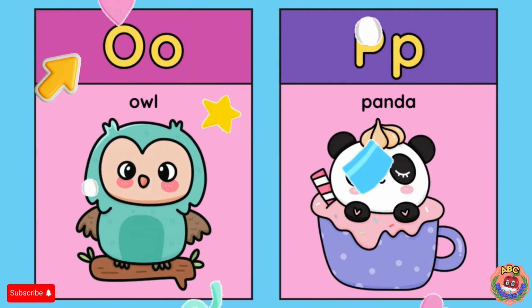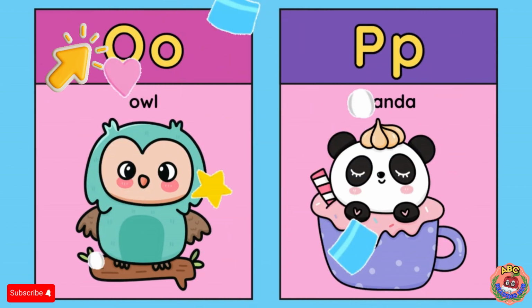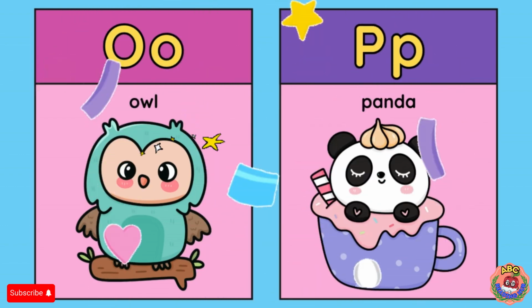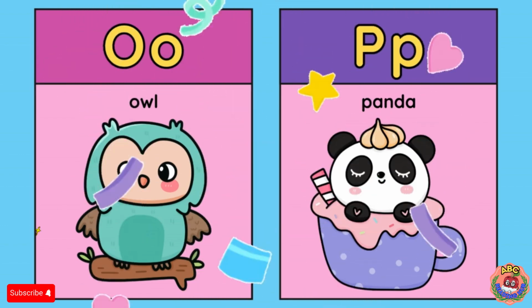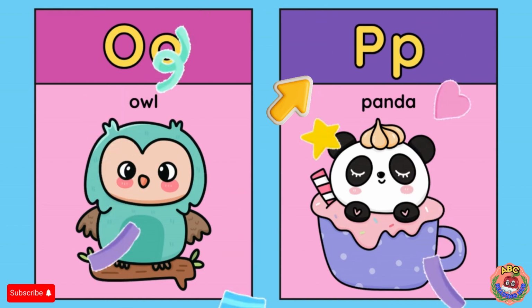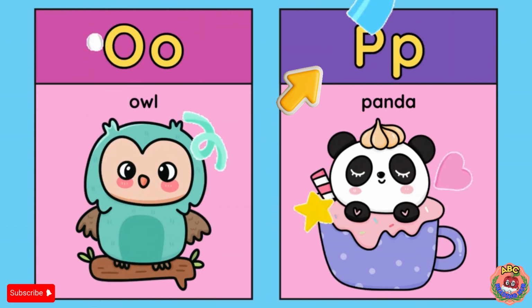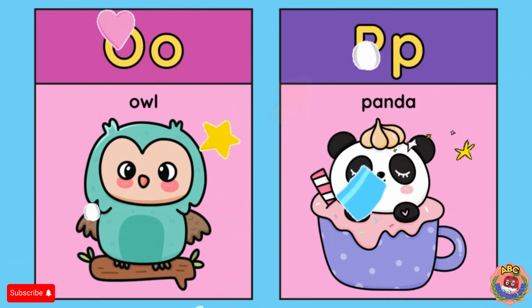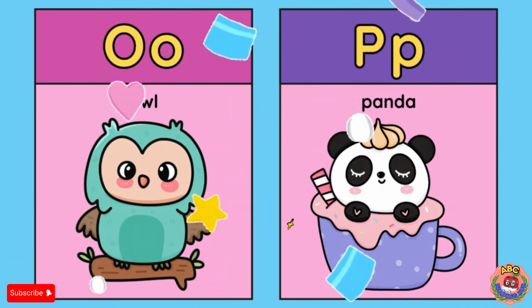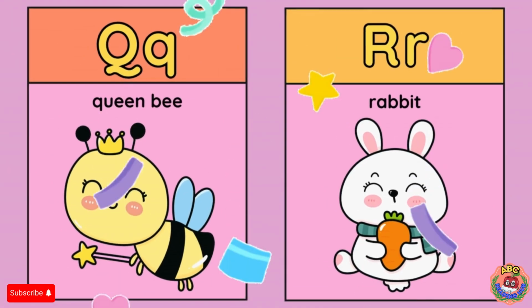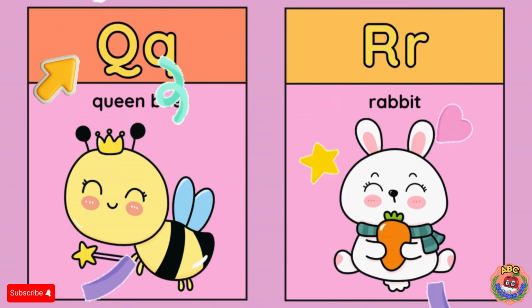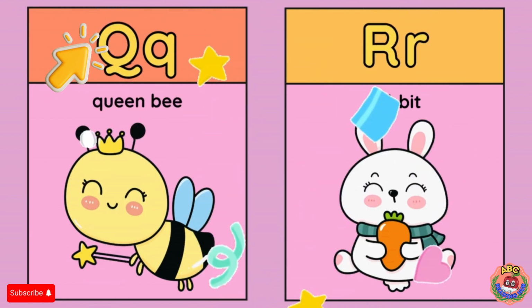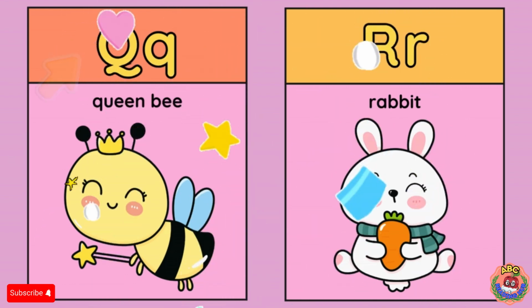The letter O. O is for owl. Owl. The letter P. P is for panda. Panda. The letter Q. Q is for queen bee. Queen bee.